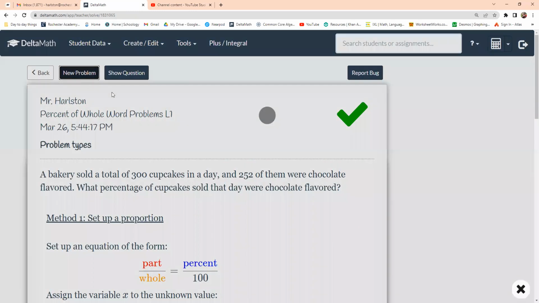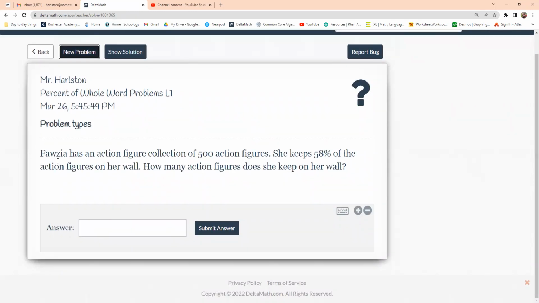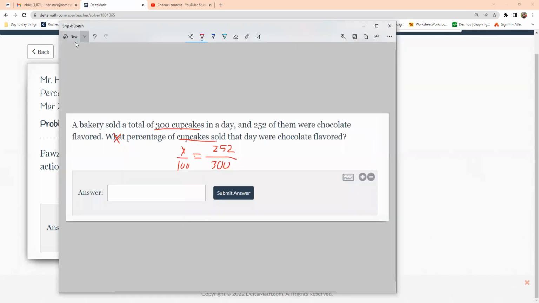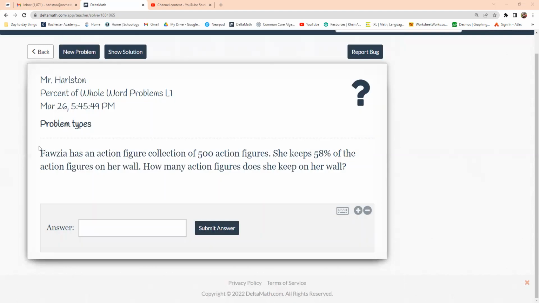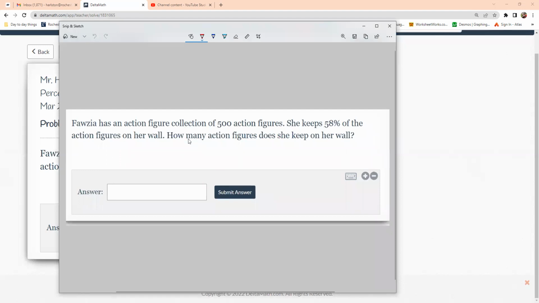Let's do another one. All right, so this one says Faja has an action figure collection of 500 action figures. She keeps 58% of the action figures on her wall. How many action figures does she keep on the wall? So let me take a picture because I'm going to mark it up. Let's go here. We got this whole thing. All right, so we want to know how many action figures she keeps on the wall. So that's going to be x.